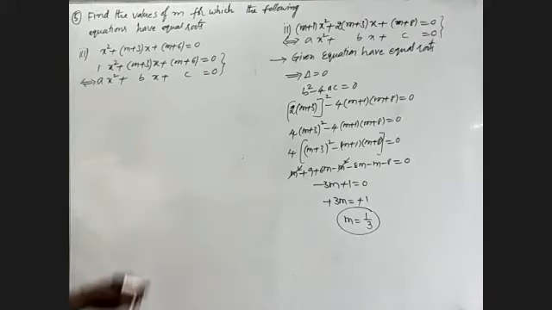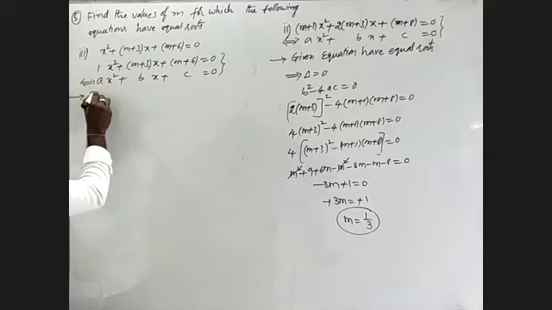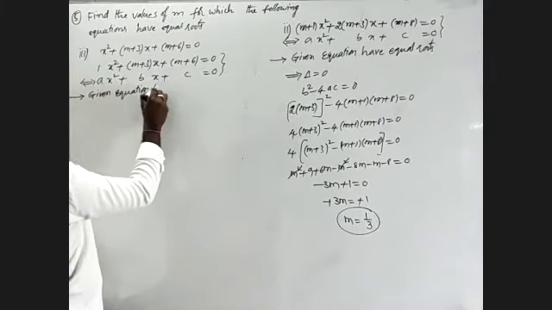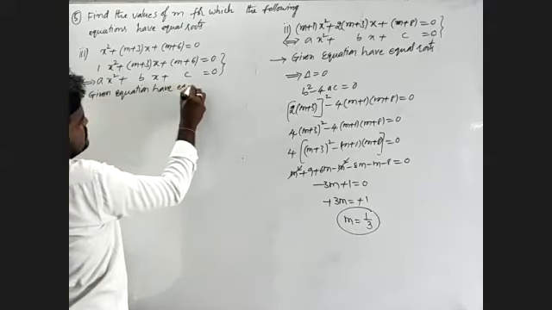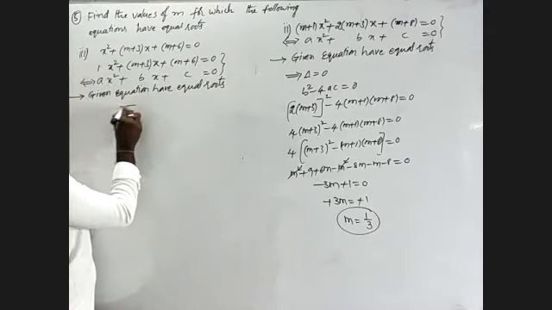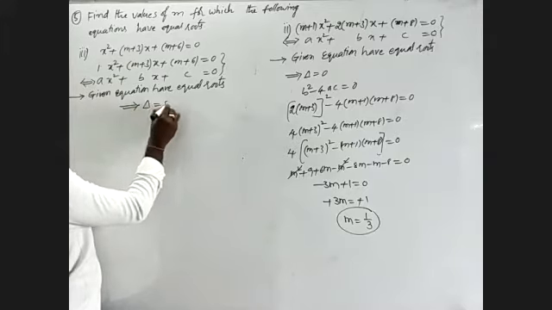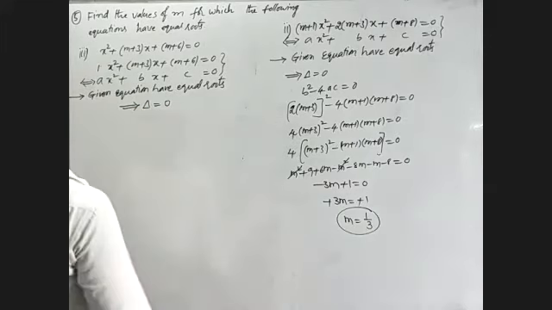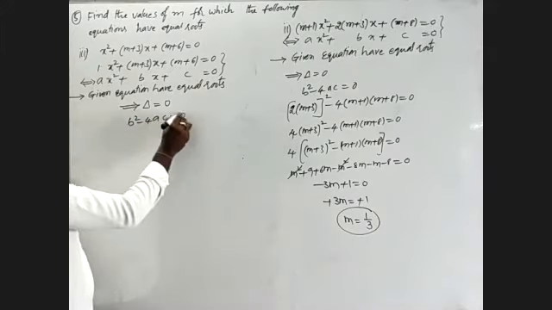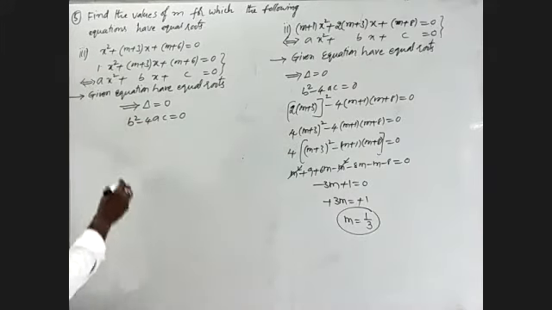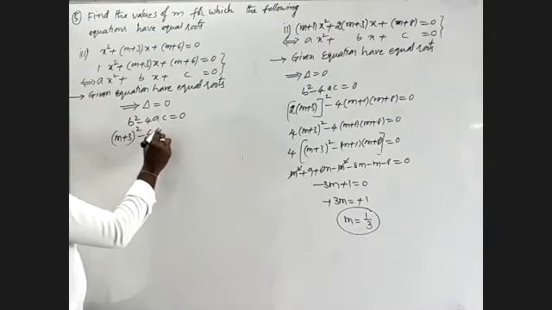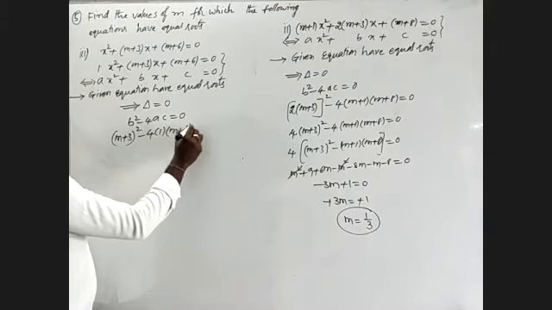Here I will write: the given equation has equal roots. The given equation has equal roots means we take the discriminant equal to 0. The discriminant is b square minus 4ac equal to 0. First, b is nothing but (m plus 3) whole square minus 4 into 1 into (m plus 6) will become 0.